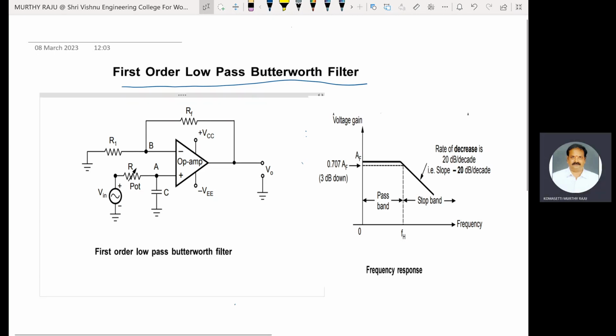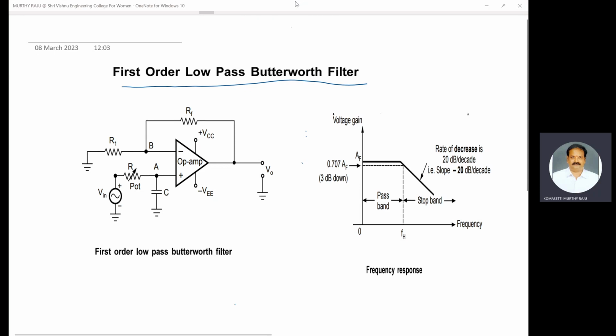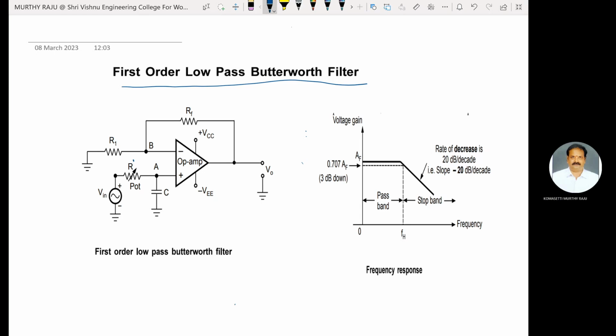This is the first order low pass Butterworth filter that uses an RC network for filtering. This is the RC network for filtering. The op amp is used in the non-inverting configuration. Hence, it does not load down the RC network.